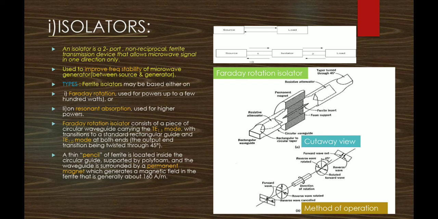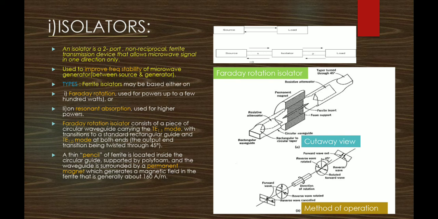So what is this Faraday rotation isolator? It consists of a piece of circular waveguide carrying TE11 mode, the dominant mode for the circular waveguide, with transitions to a standard rectangular guide carrying TE10 mode, the dominant mode for the rectangular waveguide. At both ends, the output transition is twisted through 45 degrees, so that with 45 degrees the output comes out from the other end.